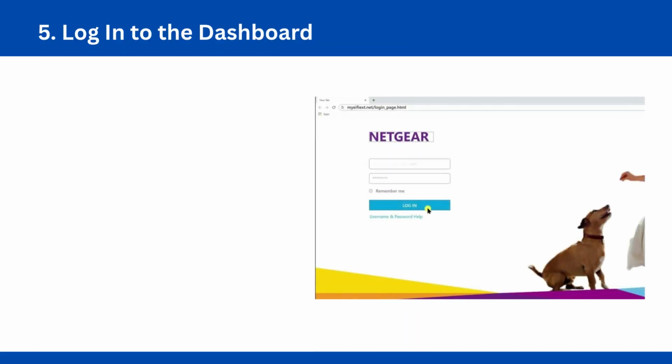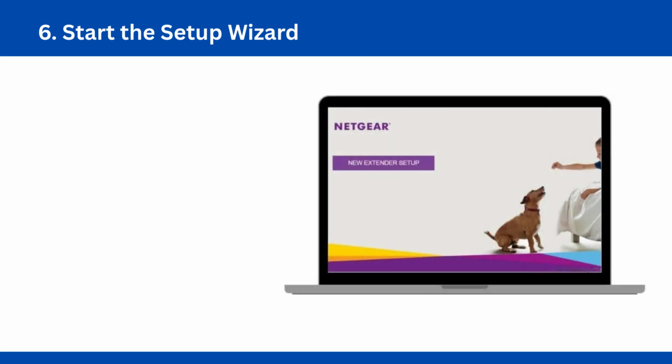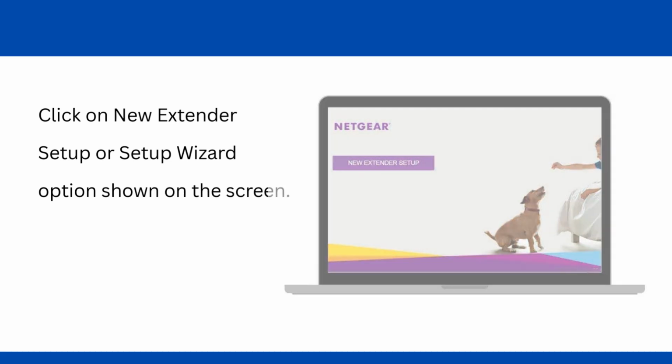5. Log in to the dashboard. Enter the default username and password, often admin and password, unless changed. 6. Start the setup wizard. Click on New Extender Setup or the Setup Wizard option shown on the screen.